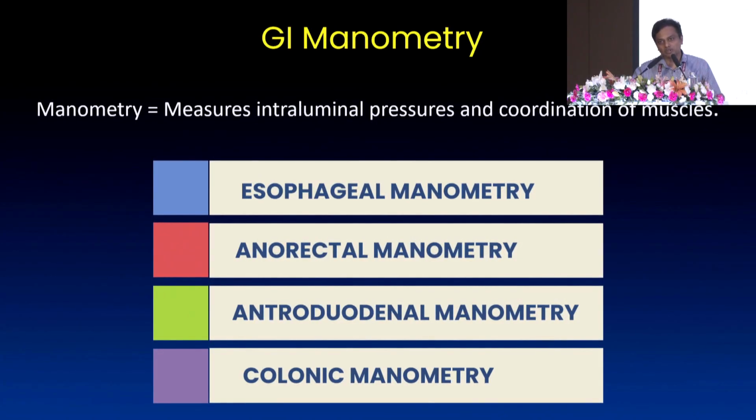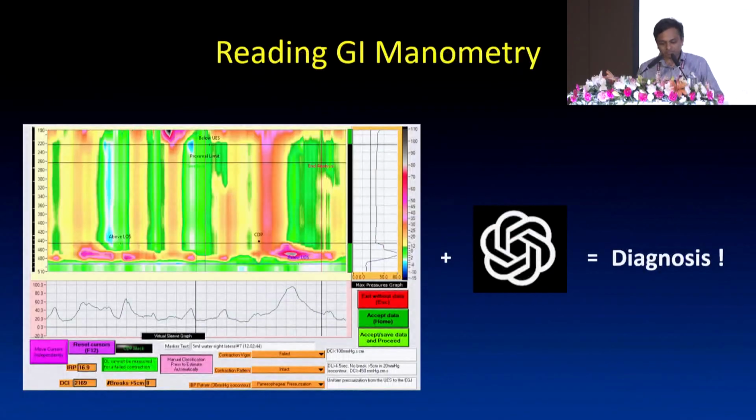There are 4 types of manometry available: esophageal, anorectal, antroduodenal, and colonic. But practically, we all use the esophageal and anorectal more commonly because the other 2 modalities are still not very standardized. And if I talk about the nuances involved, I think the esophageal manometry has a lot of it. So I'll be discussing more and focusing more on that aspect.